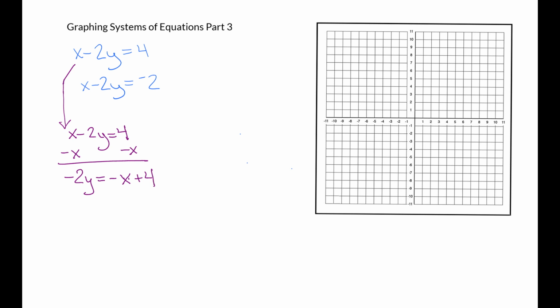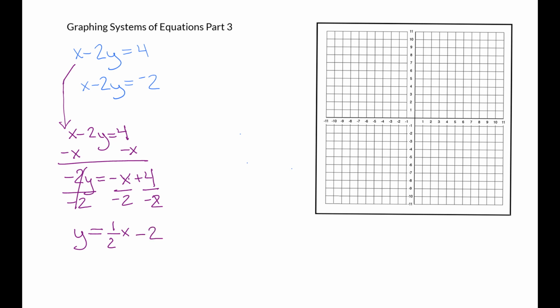So I'm going to divide both sides by negative 2, again to isolate the y. And when I do that, I get y equals, this would be positive 1 over 2 x, and then 4 divided by negative 2 is a negative 2.